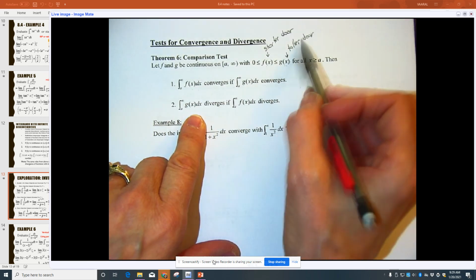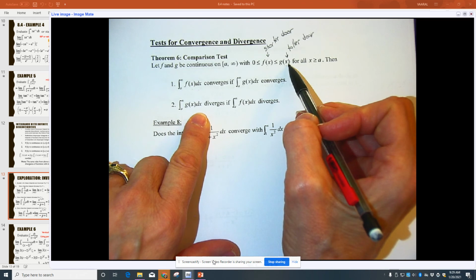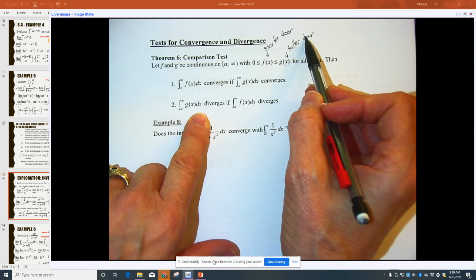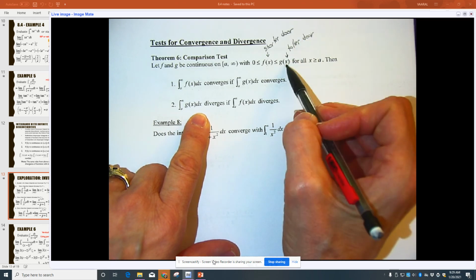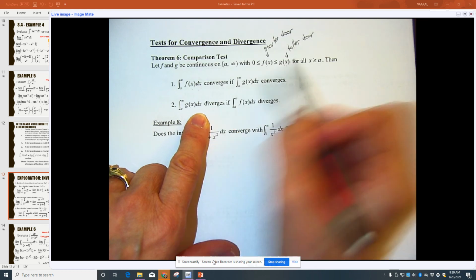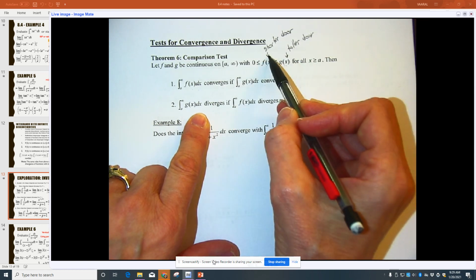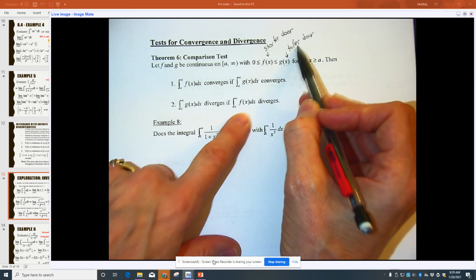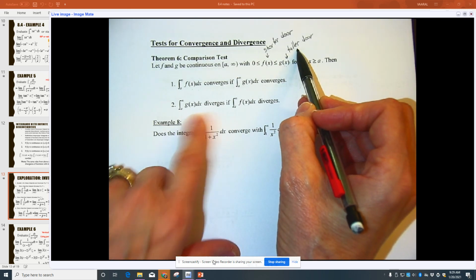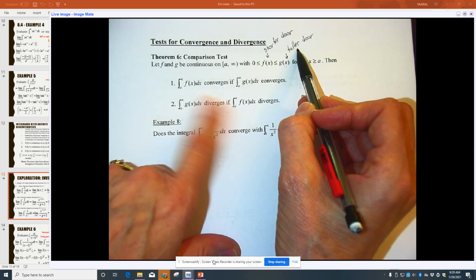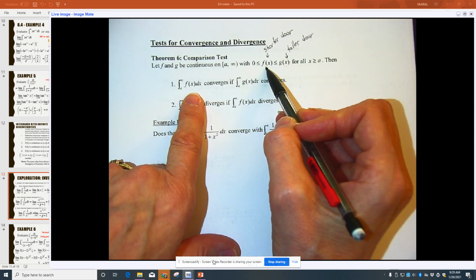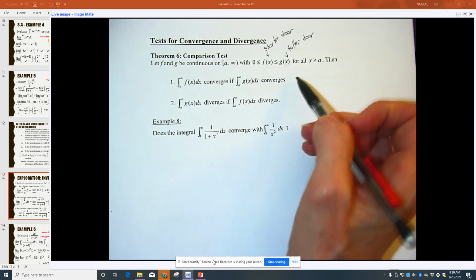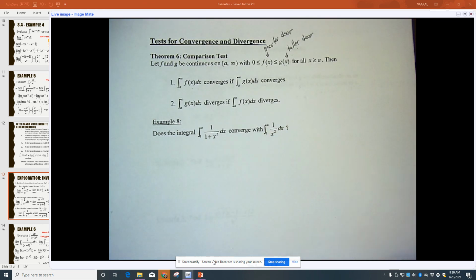However, if I cannot walk through the tall door, in other words, I'm taller than the tall door, I can't get through that door, so I diverge. If I can't get through the tall door, I'm sure as heck not going to be able to walk through the short door. So if the larger function diverges, the smaller one diverges. If the smaller function converges, the bigger function converges. So picture that door thing in your head and that will help.